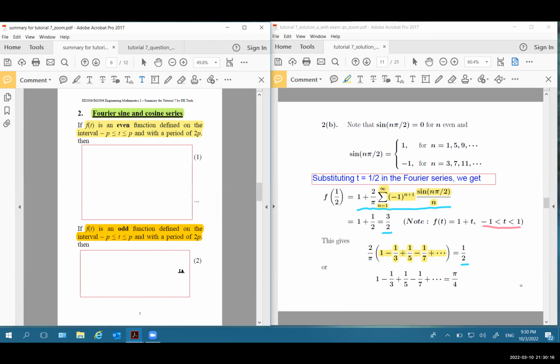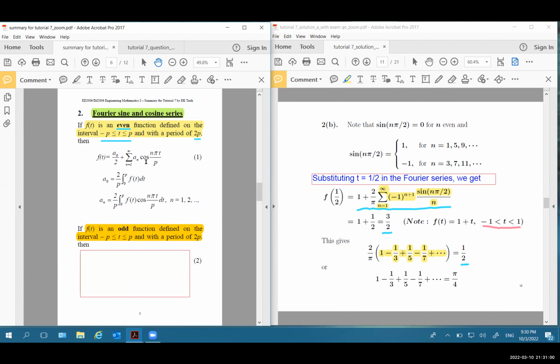Now we want to look at the Fourier series for an odd function and the Fourier series for an even function. If f(t) is an even function defined on the interval minus p to p with a period of 2p, then what about the Fourier series? Let me show you the formula first. Now f(t) is like that. This is the Fourier series. Here this is your a0, here this is your an.